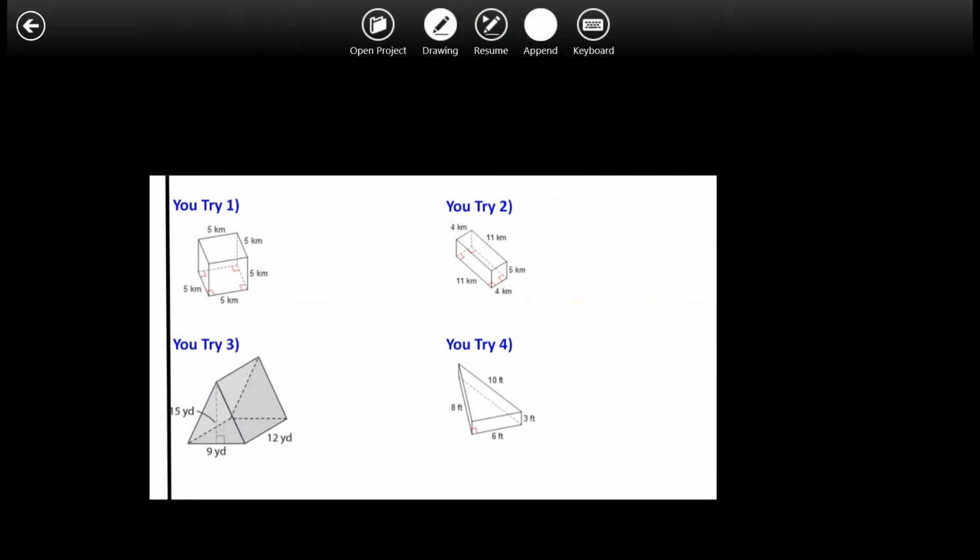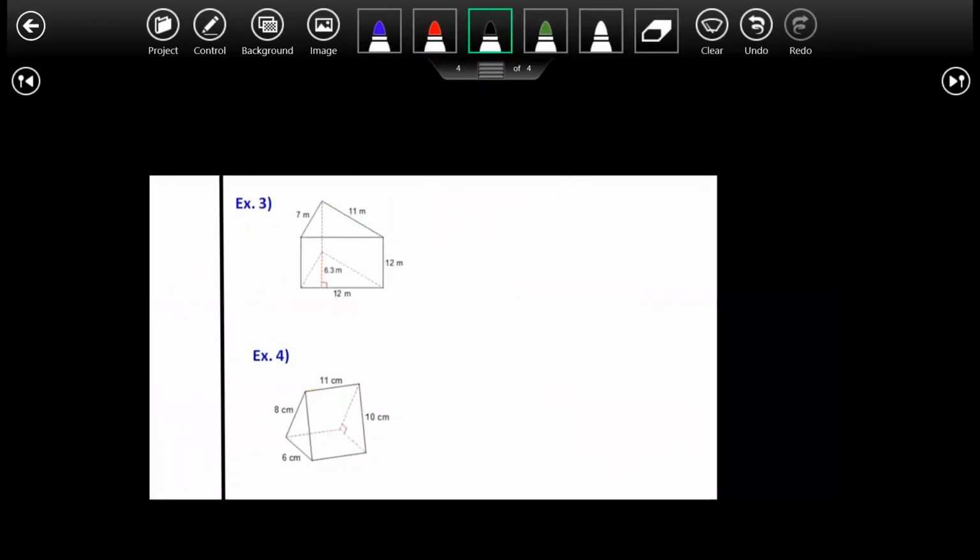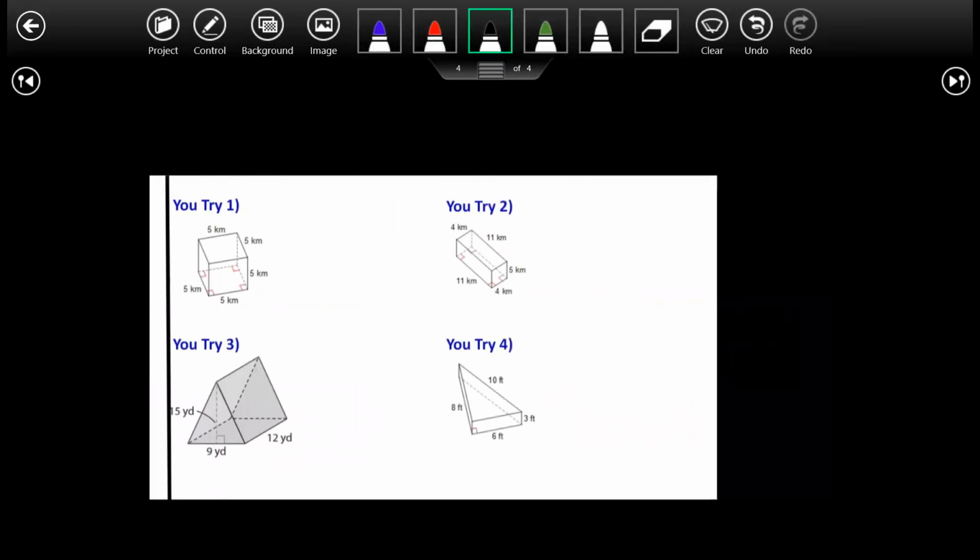Do me a favor. You do not need to draw these ones, but try these ones out. Identify the type. Tell me the volume. I'm going to write down the equations for them so you guys can see them, but try these out. Give you a couple minutes.